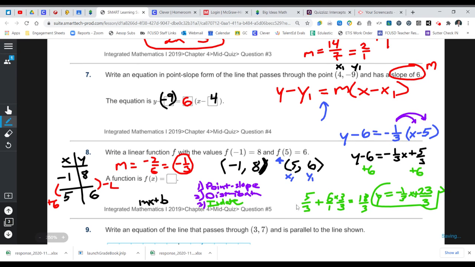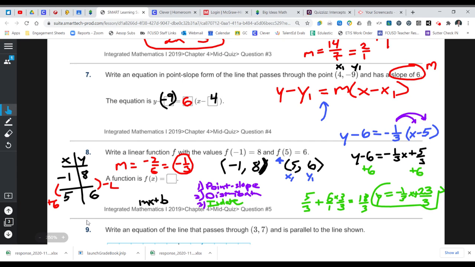Okay. Remember, to add a fraction, you're going to need to convert a whole number to an improper fraction that has the same denominator. Then you just add or subtract the numerators.